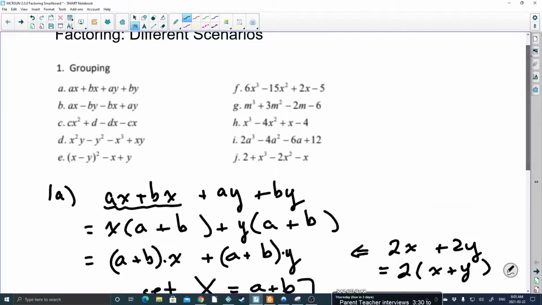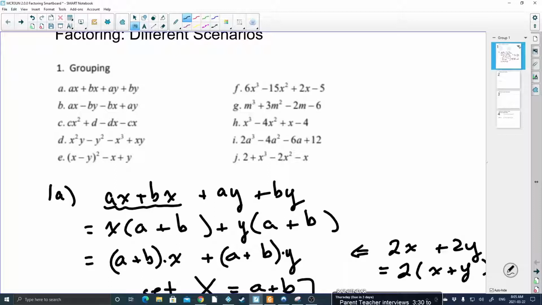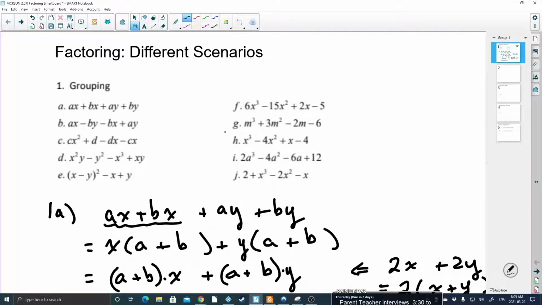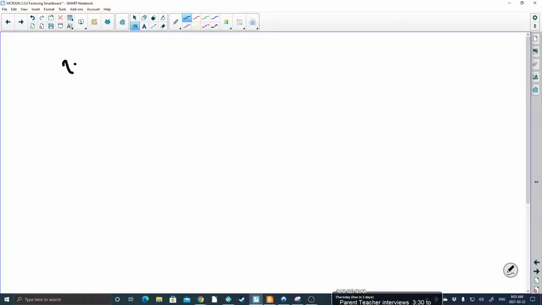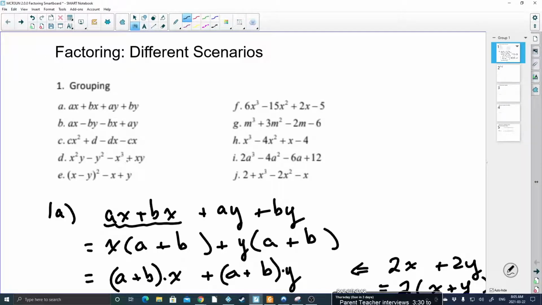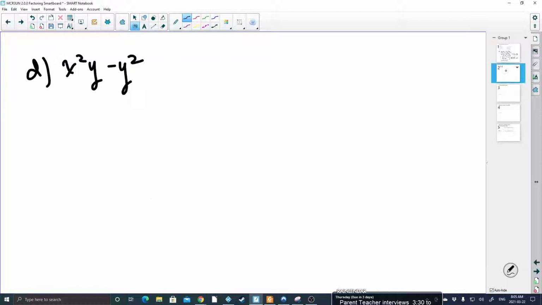So we can look at another example here. I'm just going to add a page here. So let's take a look at something like D. Okay, so I'm going to have to try to remember that. So it's x squared y minus y squared minus x cubed plus xy.